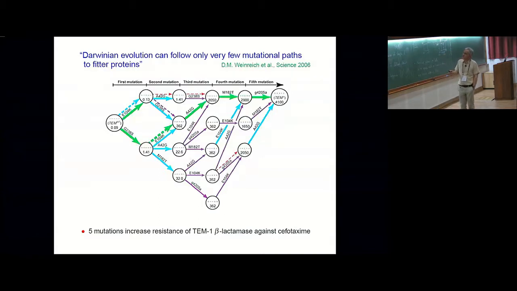And this is what Weinreich did. They manufactured all these intermediates and measured their resistance, and what they found is that it's possible to get to this peak, but it's not very easy, in the sense that there are not many pathways that go there. So how many pathways would there be if all pathways were possible? How many pathways would there be to go from all zeros to all ones in a 5-dimensional space?